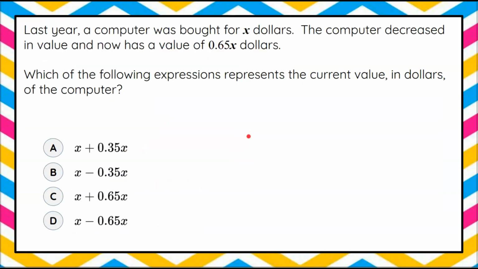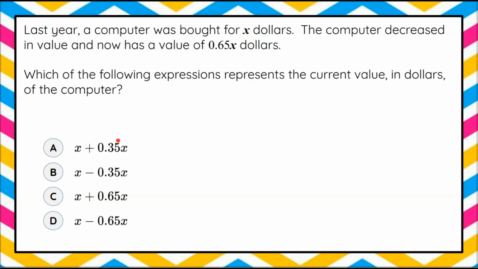Here's our question today. Last year, we have a computer that was bought for x dollars. So we don't know how much, it's x dollars. Then we're told that the computer decreased in value and now has a value of 0.65x dollars. We're asked which of the following expressions represents the current value in dollars of the computer, and we're given 4 expressions to pick from. So here's where you're going to pause the video, do your best work, make your answer choice, and then come back to see mine.